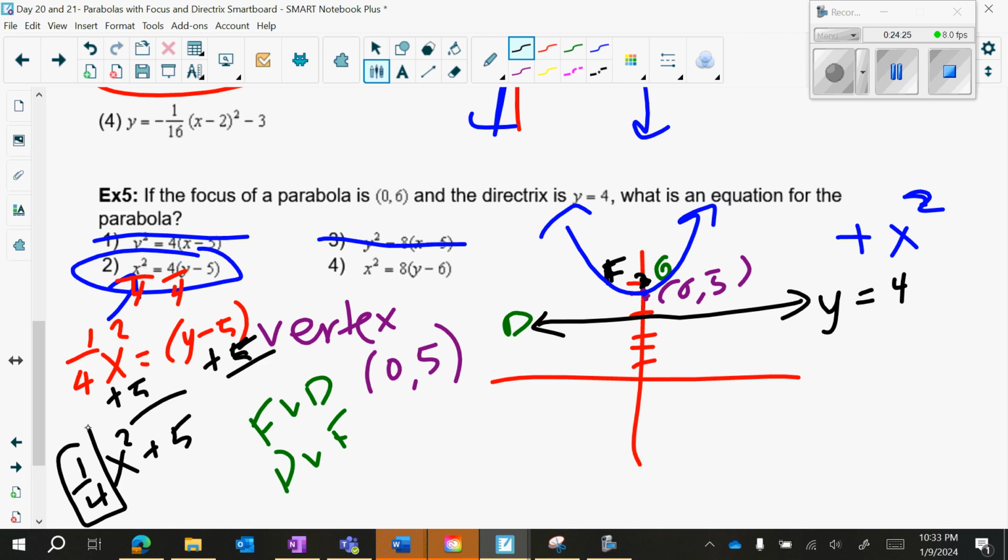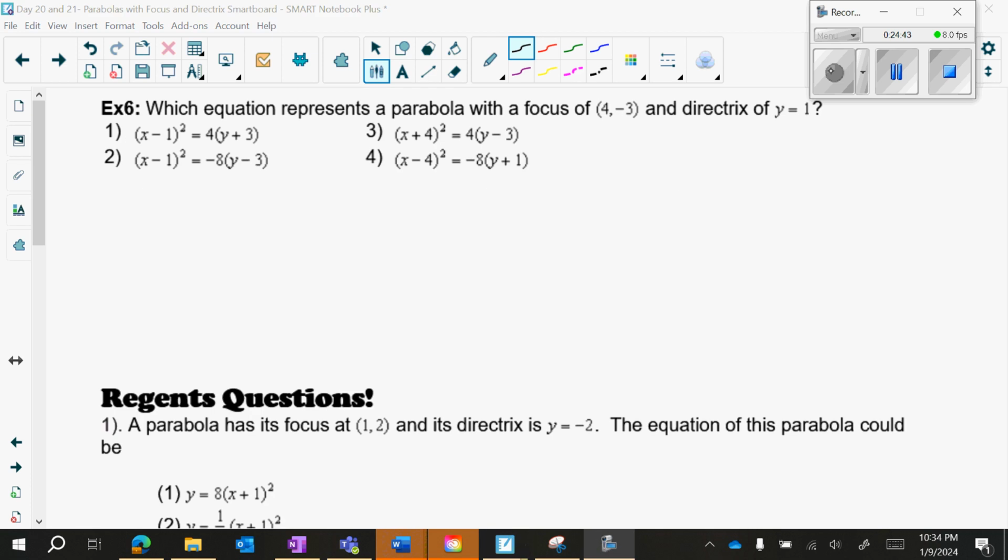Okay, so this is really 1 over 4p. So what's p? P is actually 1. So 1 over 4p would be 1 over 4 times 1, which is 1/4. The 0 comes from the fact that you have 0, 5, so you don't really have anything attached to the x squared, and then plus 5 on the outside. All right, last one. Give it a try, and then we'll reconvene.